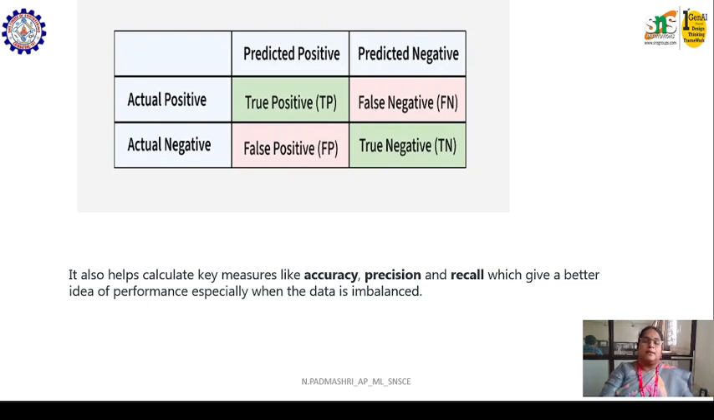See, this is the confusion matrix, in which you can see the predicted positive and predicted negative, and on the left side the actual positive and actual negative. The cells represent true positive, false negative, false positive, and true negative. This is how we build a confusion matrix, which helps to calculate the key measures. Based on this matrix, we are going to measure accuracy, precision, and recall, which are mainly used for evaluating the performance of a machine learning model.